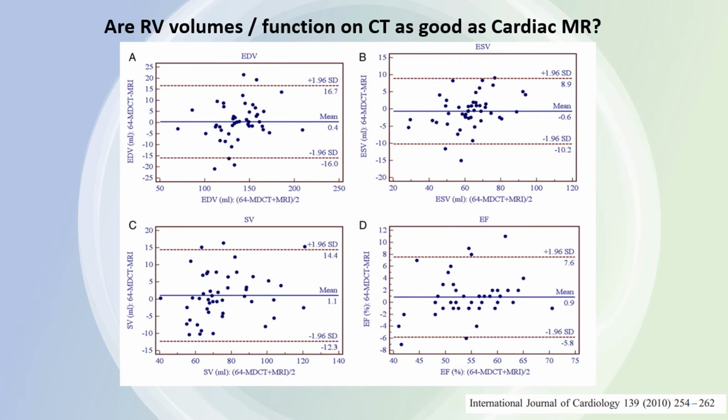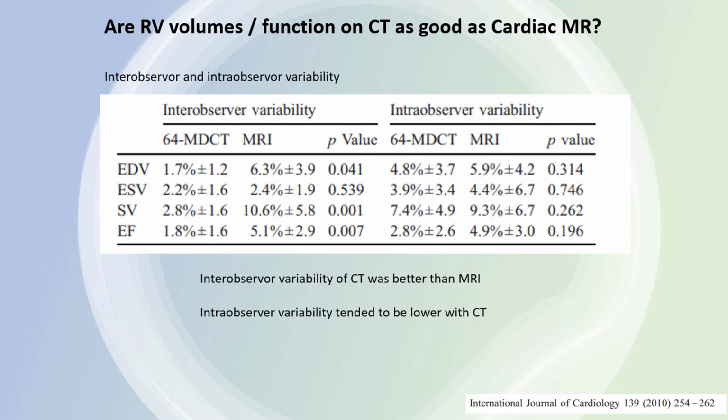And these are the Bland-Altman plots. Just to recap, the solid line here is the mean difference between the two modalities, and the dotted lines are the 95% confidence interval. So if most of your dots are falling between the 95% confidence intervals, that means there is a good correlation. They also looked at inter and intra-observer variability for both MRI and CT and compared it. According to this paper, at least, they concluded that inter-observer variability of CT was better than MRI, but intra-observer was lower with CT.